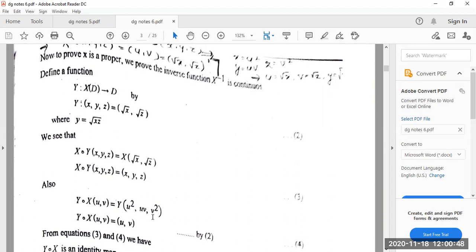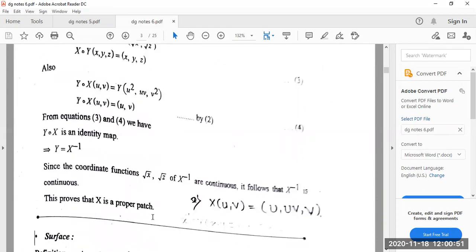So we can say x composite y is equal to y composite x, right? And x composite y is giving xyz as xyz itself. So you can say x composite y is an identity map, as well as y composite x is an identity map. So we can say y is equal to x inverse. We have proved that x inverse is nothing but y. Since the coordinate functions, root x and root z, are real valued functions under root on the condition that u and v are greater than 0, you can say x inverse is continuous.